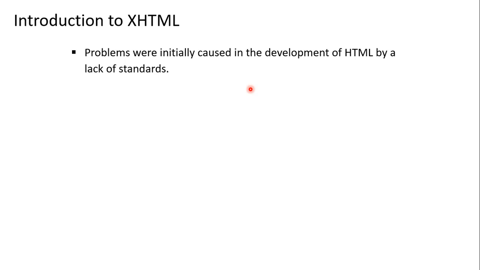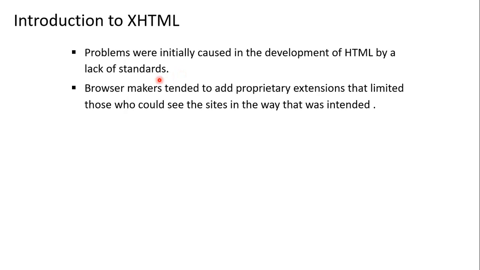Okay, so as I have explained in the earlier lecture, when we are developing some website, there are so many issues, and one issue is of browser and operating systems. So problems were initially caused in the development of HTML by the lack of standards of HTML. Browser makers tended to add properties extension that limited those who could see the site in the way that was intended. This has been termed the browser wars of the 1990s.